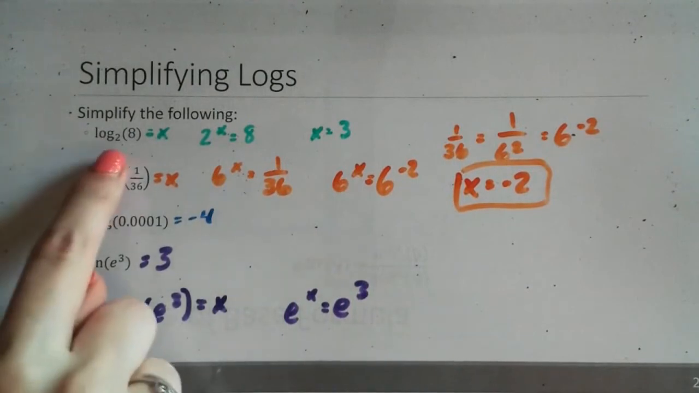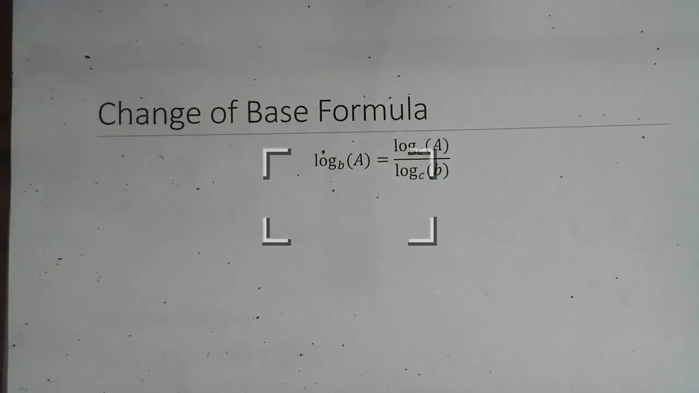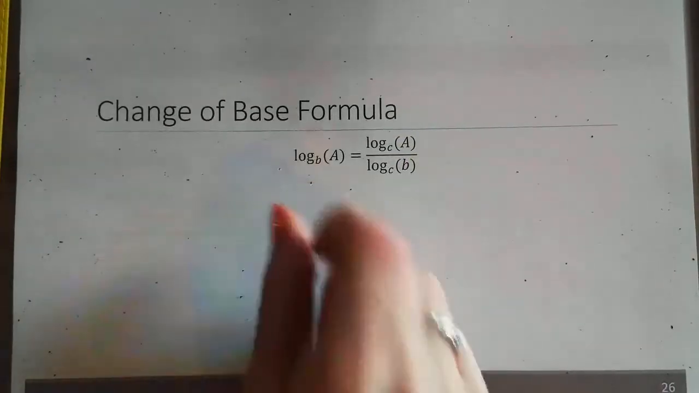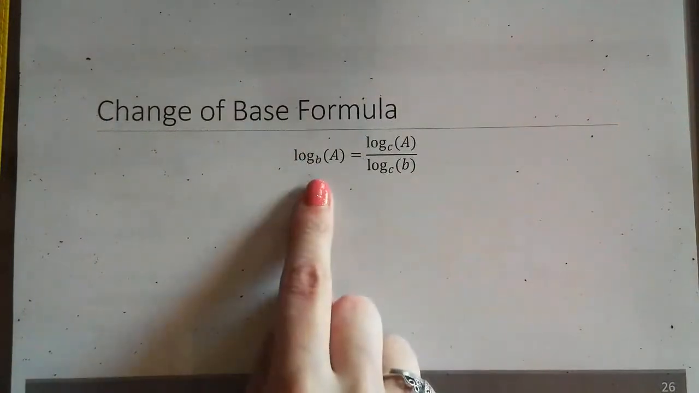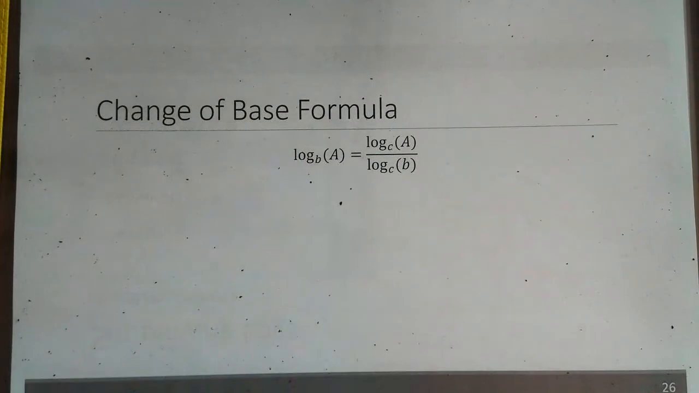Now, like I said, my calculator doesn't have a log base 2 or a log base 6 button. Some people's do. Ask me in class and I'll help you find it if your calculator is one of the special ones. But if your calculator doesn't have the ability to do bases other than 10 or e, then we're going to need the change of base formula. The change of base formula says log base b of a is equal to log base c of a over log base c of b.